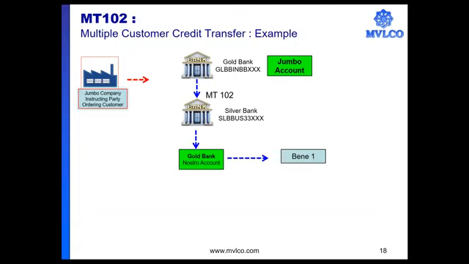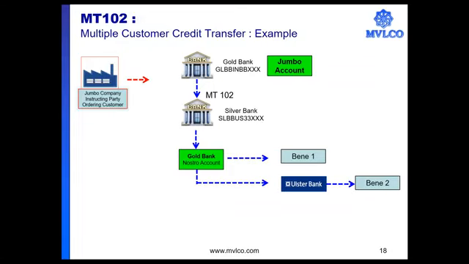Now when the message process starts, the Jumbo company is intimating Gold Bank to make multiple payments to its vendors. Beneficiary 1 is a vendor of Jumbo. Beneficiary 2 could be a vendor of Jumbo. Beneficiary 3 could also be a vendor of Jumbo. So when this message is created by Jumbo, it is sent to Gold Bank. When Gold Bank receives this message, Gold Bank would debit Jumbo's account, because Jumbo's account is now only at Gold, and forward an MT102 message to Silver Bank that out of Gold Bank's account with Silver Bank, make multiple payments.